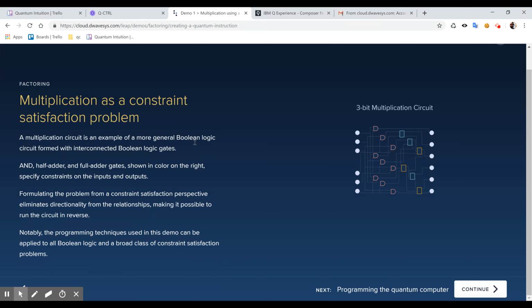Multiplication is an example of a more general Boolean logic circuit formed by interconnected Boolean logic gates. Half adder, full adder. I remember that from when I was studying computer science. You can build a half adder and a full adder with the different logic gates. So formulating the problem from a constraint satisfaction perspective eliminates directionality from the relationships, making it possible to run the circuit in reverse. Okay. So basically, you formulate the problem of multiplication as a constraint satisfaction problem, and that allows you to reverse that.